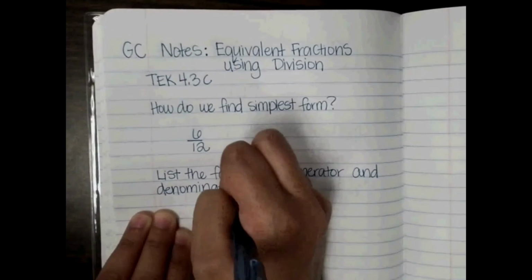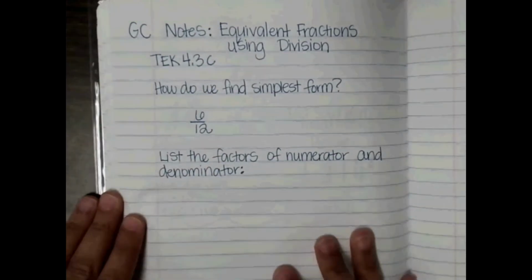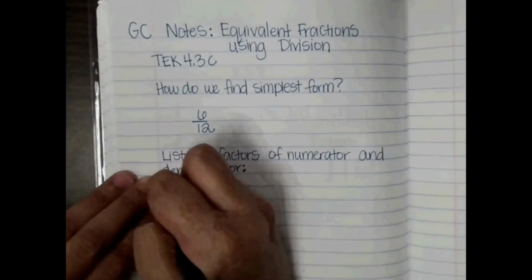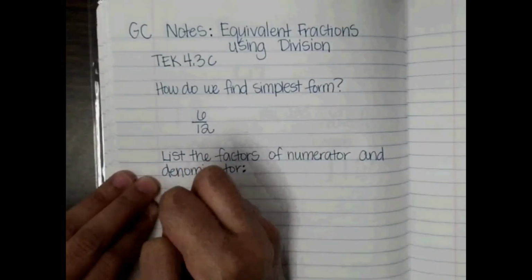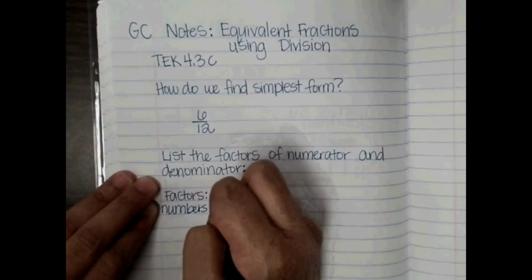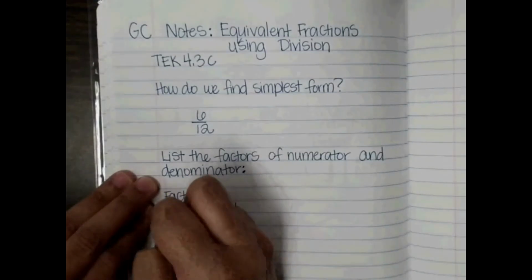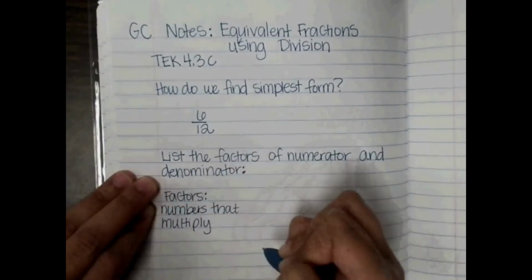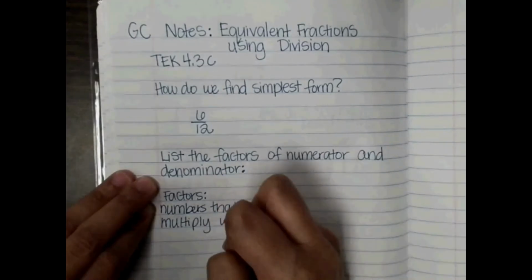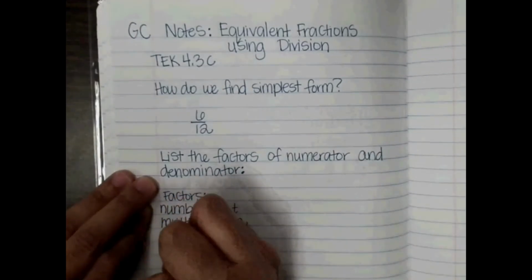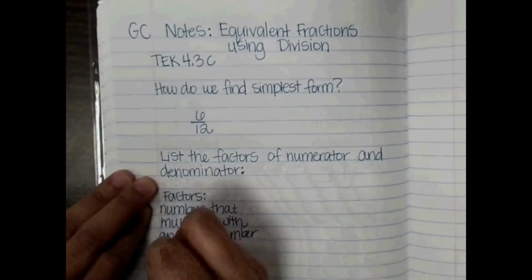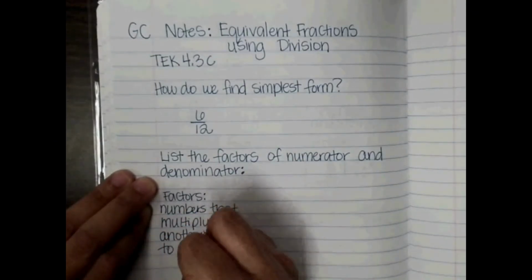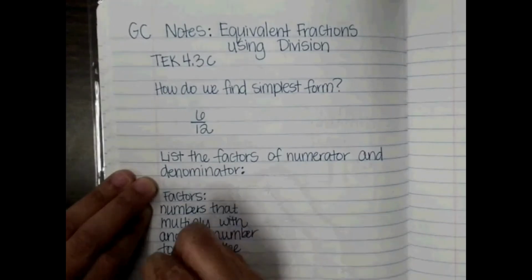Okay, and if you remember, factors are numbers that multiply with another number to make the product. Write this definition down.